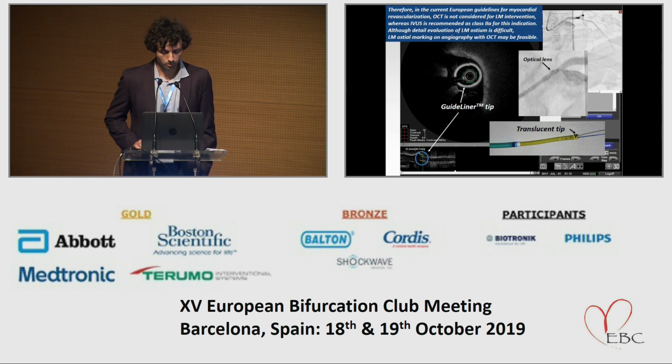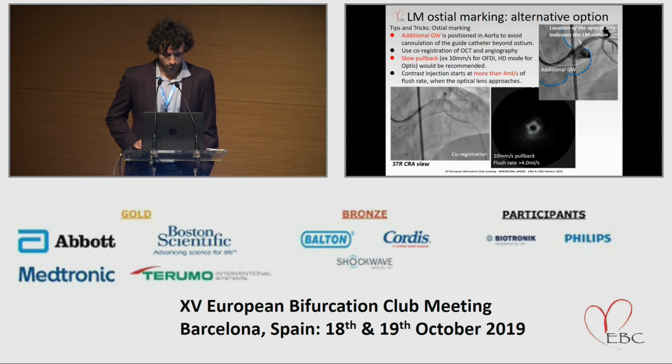So he proposed two innovative approaches to visualize the ostium of the left main properly, and one is using the guide liner with a translucent tip. And for those of us who don't have that available in our cath labs, we can use just some modifications like an additional guide wire positioned in the aorta, disengaging the guiding catheter, and slow pullback of the OCT with injection of more than 4 millimeters when the optical lens approaches the tip of the guiding catheter.